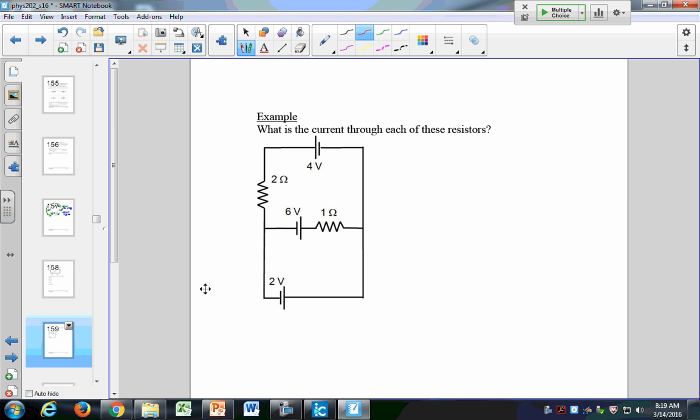So I want to know the current through each of these resistors. The first thing that you want to do is label your currents. And so here, I'm going to label this current as I1, and I'm going to recognize that I1 goes through this part of the circuit. I'll label this current as I2.